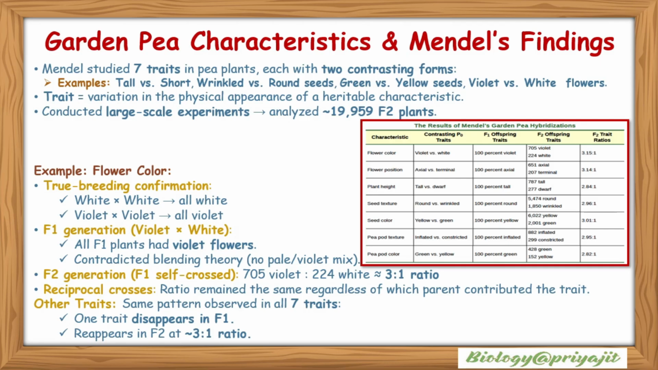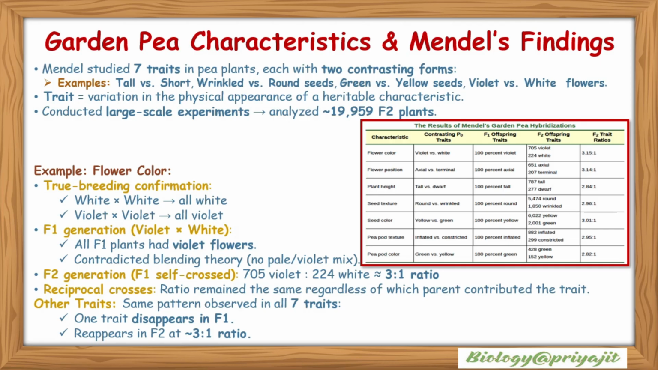For example, in true breeding confirmation, when a white flower is crossed with a white flower, all white flowers are found. When a violet flower is crossed with another violet flower, all violet flowers are produced. In the F1 generation, all F1 plants had violet flowers, which contradicted the blending theory, with no pale mix of violet. In the F2 generation, F1 self-crossed gave 705 violet and 224 white, approximately a 3:1 ratio.